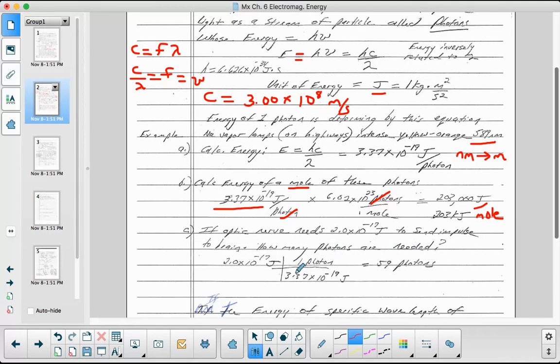So what we know is that that's the quantity of energy that we know we need. And we know from calculation A that there's 3.37 times 10 to the negative 19th joules for every photon. I would then use that as my conversion factor here, and I want to set it up this way so I can see that joule will cancel with joule, and I'll end up with 59 photons. I'm going to stop there.